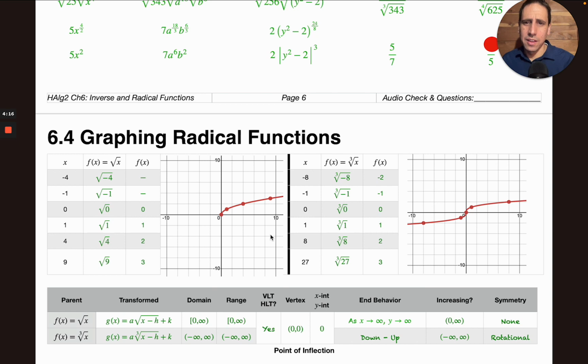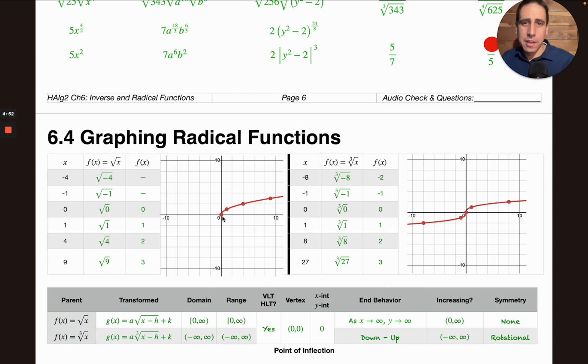The vertex, this right here is 0, 0, unless of course it gets transformed, like it might get transformed to h, k, and that might be a new vertex. Here, we're actually not going to call this a vertex. We're going to call it a point of inflection, but same idea. It starts at 0, 0, and it can get transformed depending on what h and k end up being. At the moment, the x-intercept is 0, but that would change if you moved it around. And at the moment, the x and y-intercept for both of these is 0. And of course, it changes if you transform it, moving up, down, left, or right.